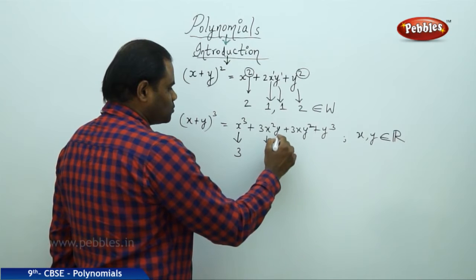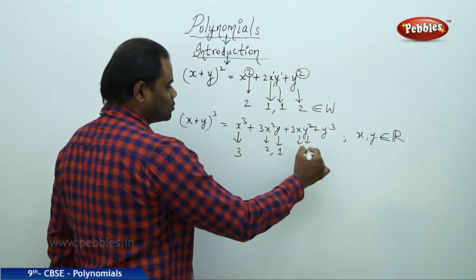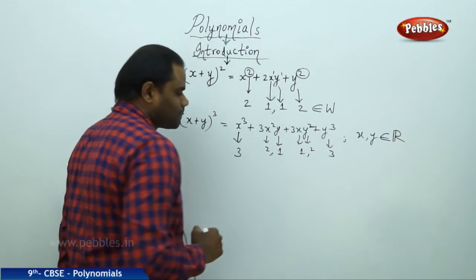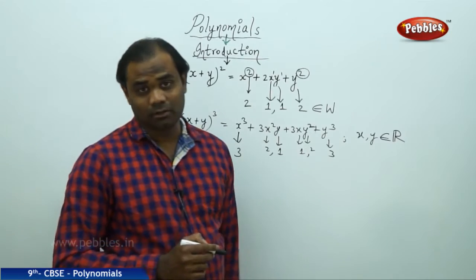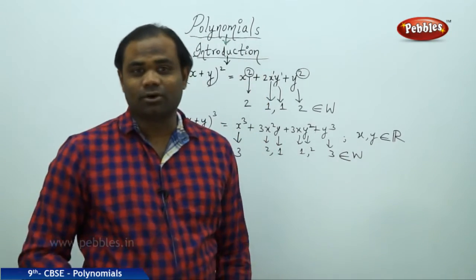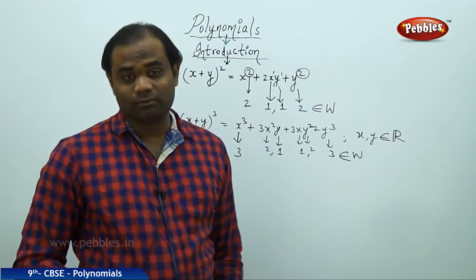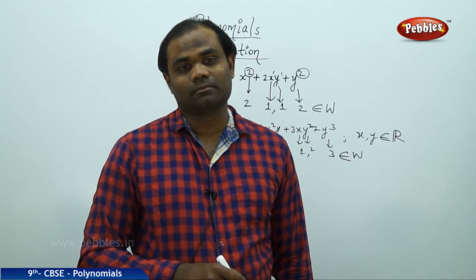So for example, if I have this, the power of this is 3, the power of this is 2, the power of this is 1, the power of this is 1, this is 2, and this is 3. And I notice that each of the variables has powers which are whole numbers, and therefore, this belonging to W makes the whole of the expression given here a polynomial.